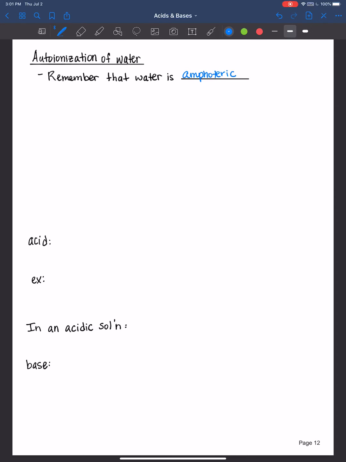Right, so water can act as an acid or a base. So let's write down that equation. So we have two water molecules together. One is acting as an acid. Remember, acids are what? Good, proton donors. The other water molecule has to act as a base, which is a proton acceptor.